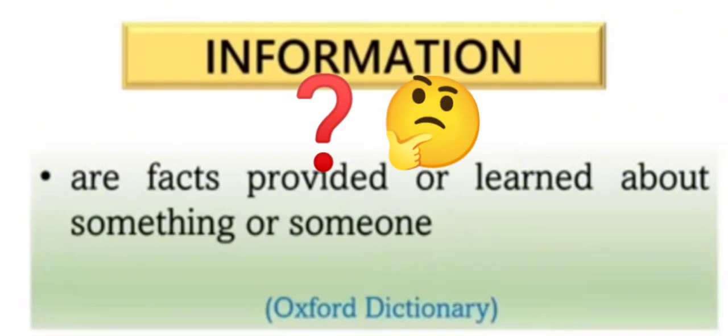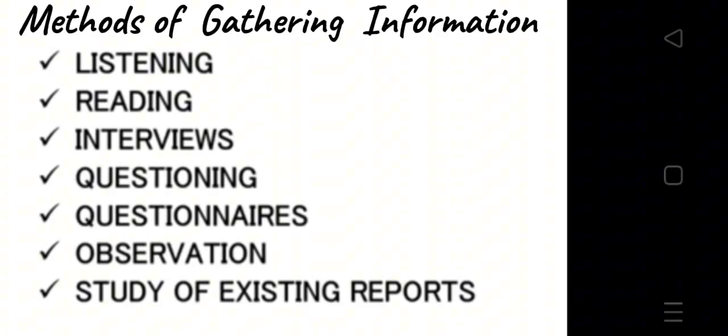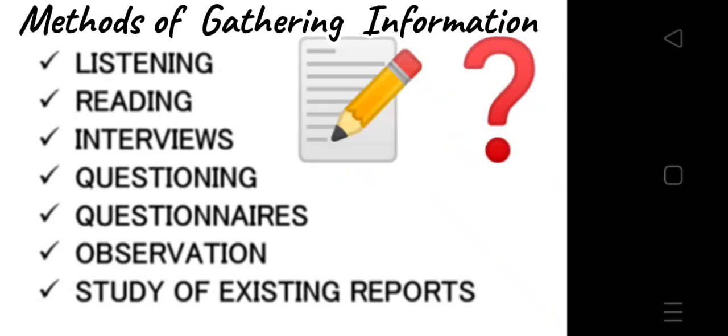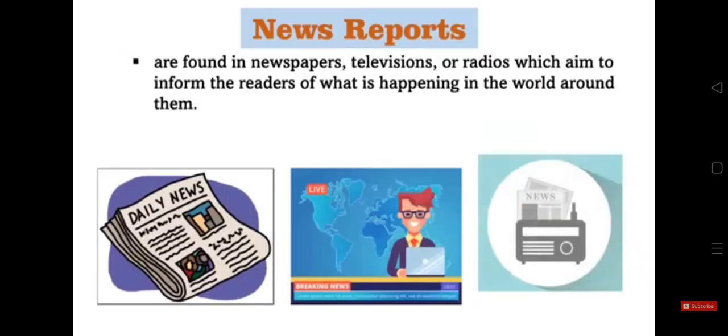First, we must know what is the word information. Information are facts provided or learned about something or someone. And there are also methods of gathering information. For example, we have listening, reading, interviews, questioning, questionnaires, observation, and study of existing reports. And a great way of gathering information is from news reports.